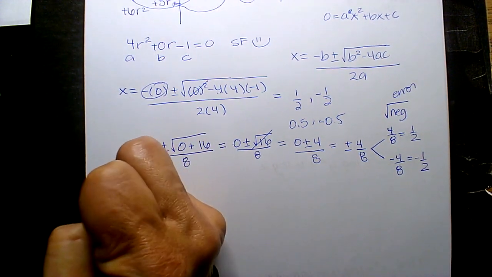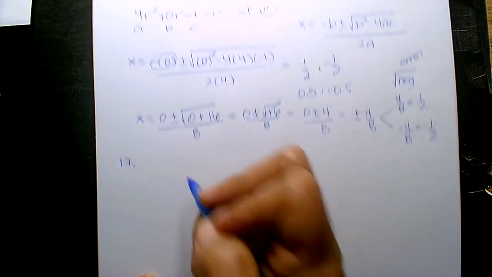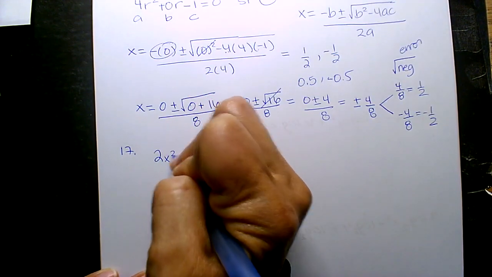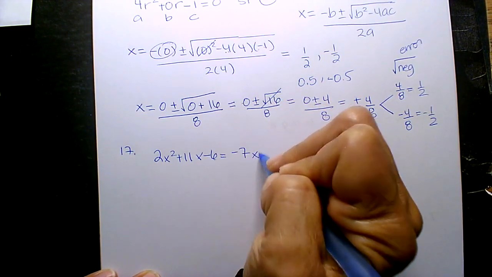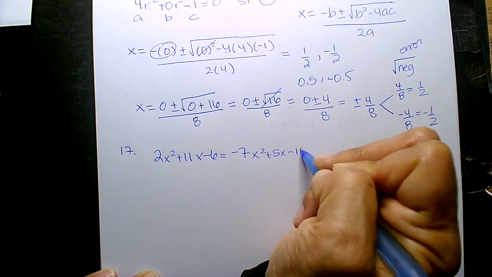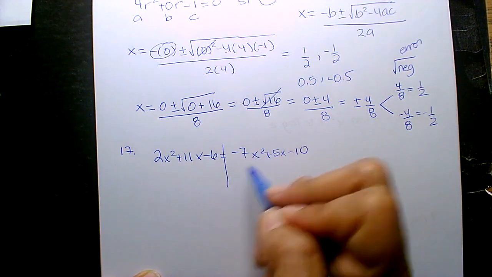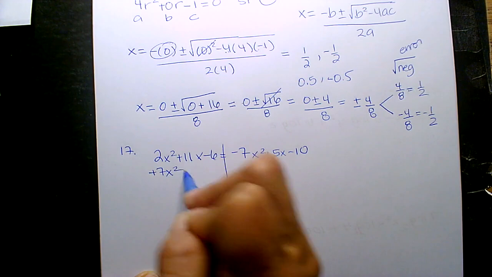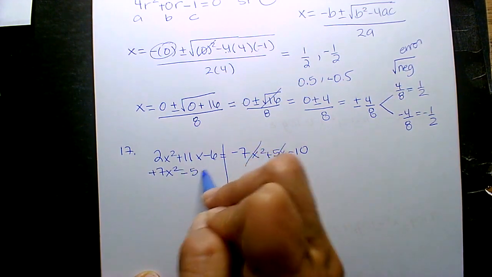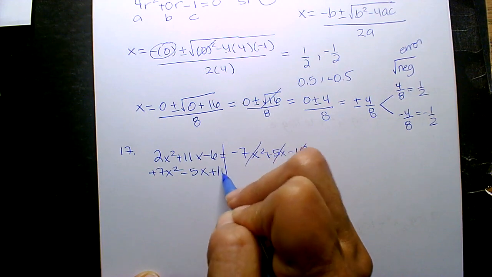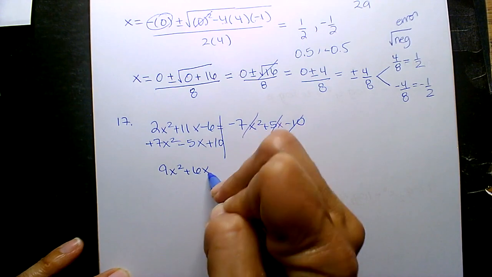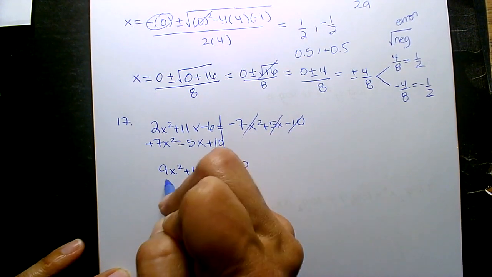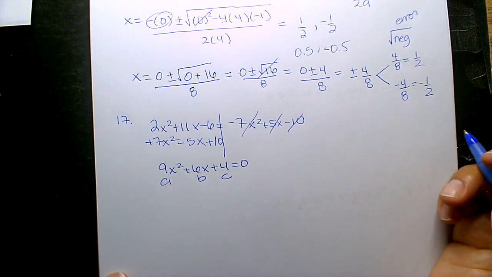Okay, 17. So this one is where you guys are going to get the I. At least last period the student got an I. So here's that. I want to combine plus 7x squared minus 5x plus 10. So 9x squared plus 6x plus 4 is equal to 0. There's my A, B, C, right?